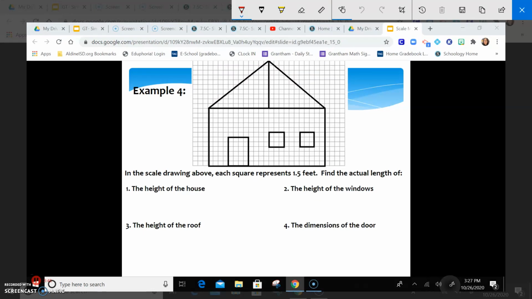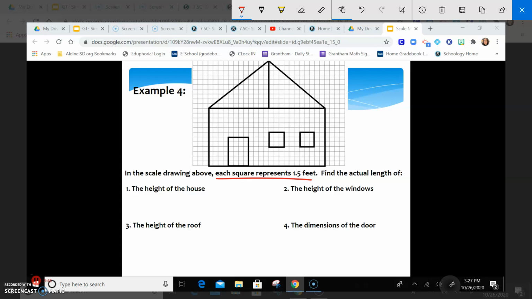So for example 4, because I'm given this information up here about each square representing 1.5, that's basically the same thing that we've been doing with our similar figures as far as our scale factor. Remember, our scale factor is the number that we use to make the shapes either bigger or smaller. So I'm going to think of this as a scale factor, and I'm going to use that to find the dimensions and the measurements that I'm looking for here.